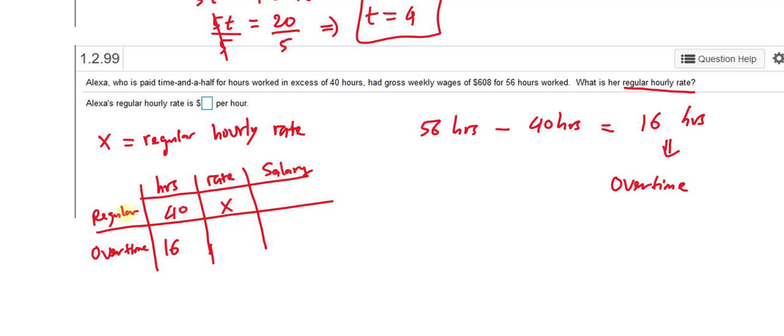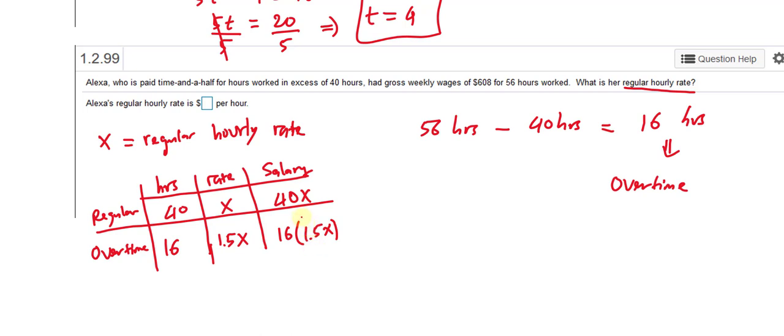Therefore, the salary for the regular hours should be 40 times x, the number of hours times the rate. So that is 40x. The overtime hours, 16. The rate, remember, is time and a half, so that should be 1.5 times the normal rate, which is 1.5 times x. So for the overtime payment, the salary is 16, the hours, multiplied by the rate, 1.5 times x.